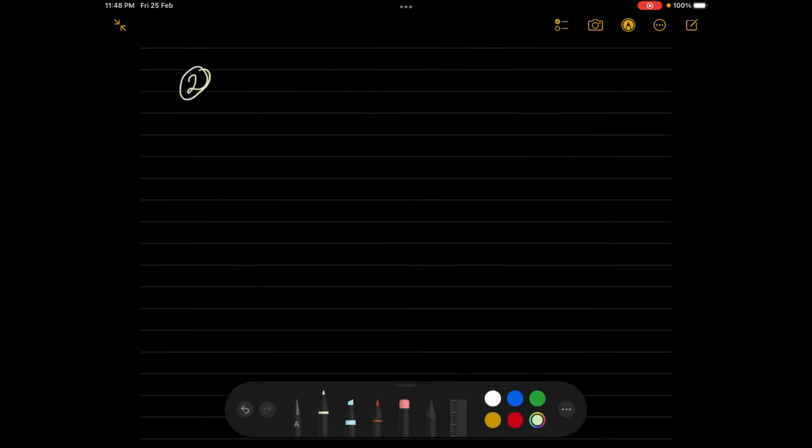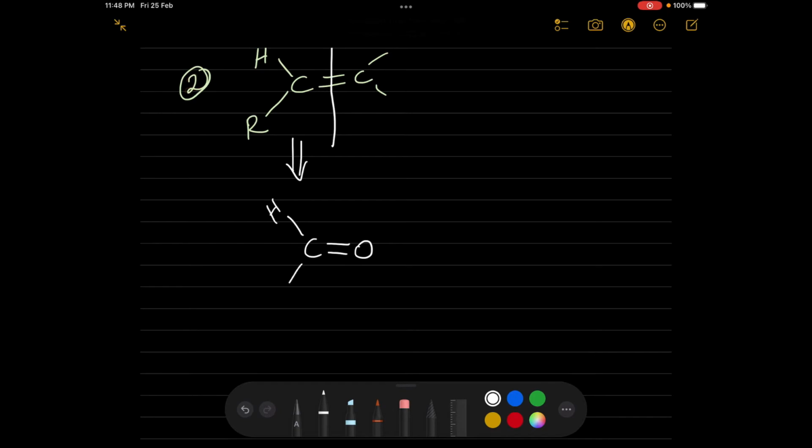Okay, let's go to the second case, and the second case says if the double bond carbon consists of 1 hydrogen and 1 alkyl group, the alkyl group could be methyl, ethyl, any hydrocarbon. So what will happen as a result of that? Put in your mind, we're going to break this bond. So this bond will be broken, as we can see, we have C, and this double bond will have oxygen, and here we have hydrogen. This is the first step of oxidation.